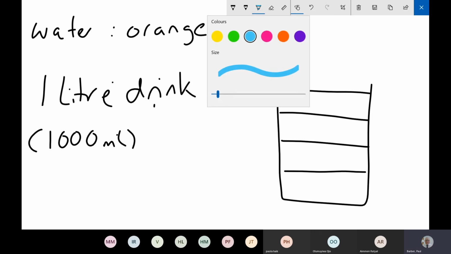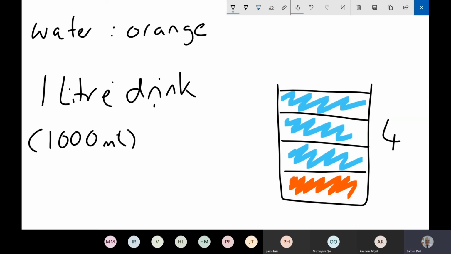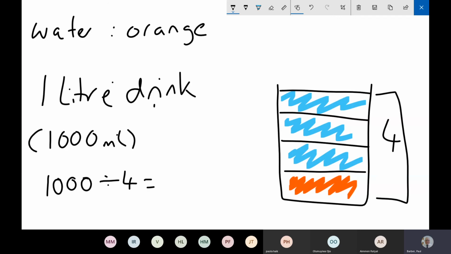Let's see if we can do some colours here. So my orange juice, we know we've got 1 of them. And we know for every 1 of orange, we've got 3 bits of water. So our drink is actually in 4 parts. 1 orange and 3 water. So if we've got 1 litre of drink, what we want to work out is how much is each part of that drink worth? Well, we know we've got 1,000 millilitres, and we've said it's in 4 sections, 4 parts. 1,000 divided by 4 is 250 millilitres. So that means every part we've got in our drink is worth 250 millilitres.